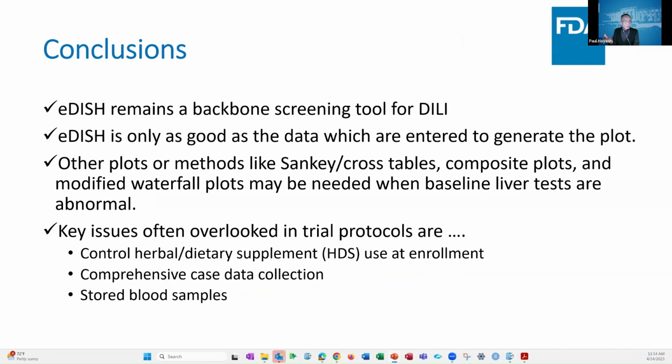So just to sum up, eDISH remains the backbone screening tool for DILI, but eDISH is only as good as the data which are entered to generate the plot. Other plots or methods like Sankey, cross tables, composites, and waterfalls may be needed when the baseline liver tests are abnormal, particularly if they're markedly abnormal. Then eDISH will definitely fail in its function. And then key issues: control the herbals. I think that should be sort of the standard. It'll pay dividends down the road. Comprehensive case data collection, I went through that. And then stored blood samples, hep C RNA testing, that kind of thing.